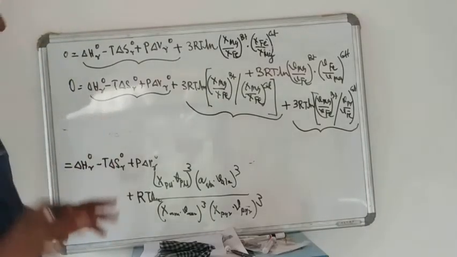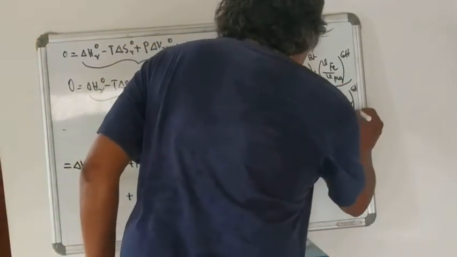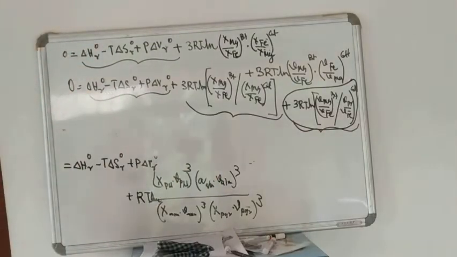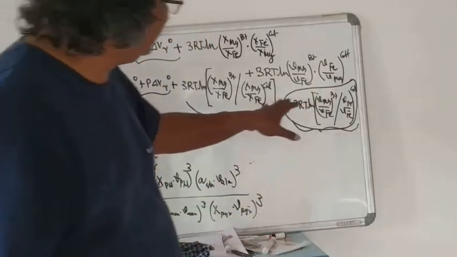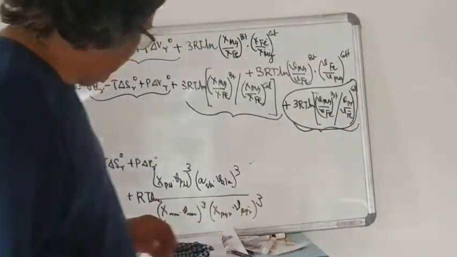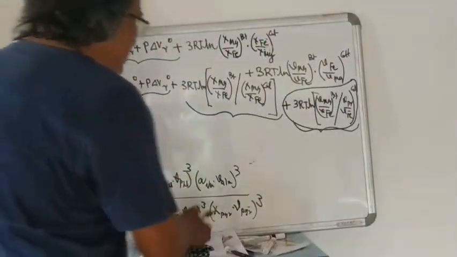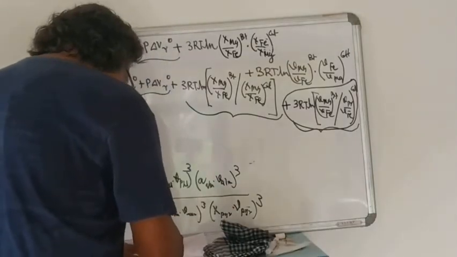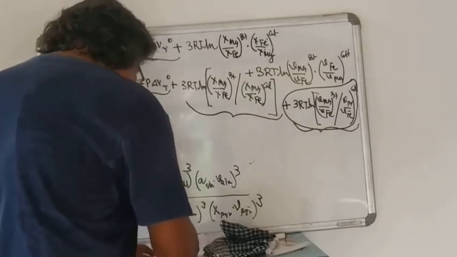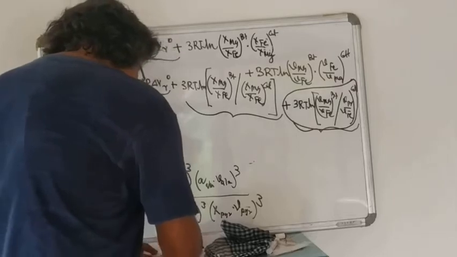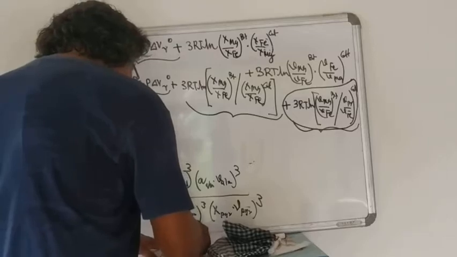For the moment, I will not consider this at the moment. I will come back to this later. You please remember the reaction. You will forget. So it is like this, 3RT ln gamma Mg by Fe. I will write it somewhere because I don't have anything to write on. Because if it goes into the next class, I will have difficulty in coming back. Right.